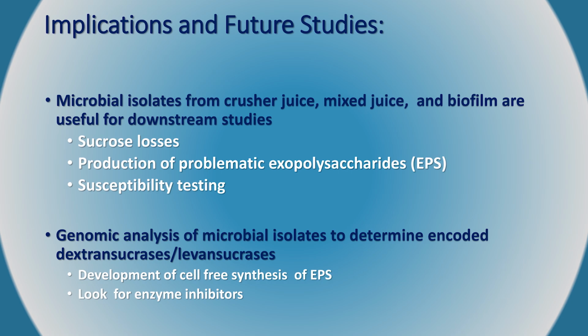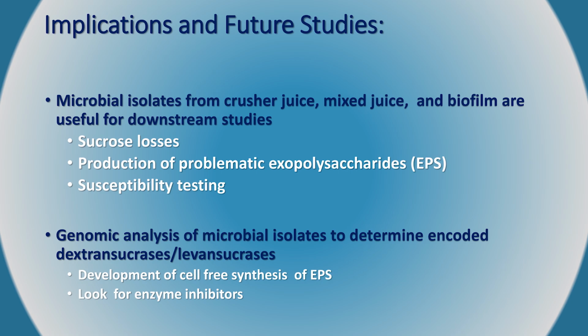So far, we've found that microbial isolates are really useful when we isolate them from the different juice fractions and the biofilms. And we've been using them for these downstream studies to look at sucrose losses, mechanisms of EPS production, and susceptibility testing to different biocides and oxidizers that we're getting started on. And my colleague, Dr. Evan Terrell, is going to tell you a little bit about that testing we've been doing.